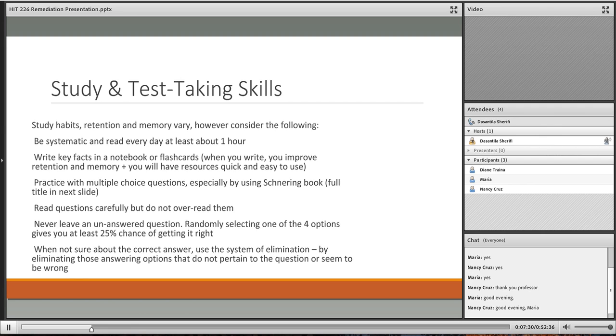And you never leave an unanswered question. Even if you randomly select one out of the 4 options, at least you have some chances, 25% chance of getting it right. And even better, when you use a system of elimination, when you know for sure that a couple of the options are not going to be the correct answer, then you improve your chances even more. If you eliminate 2, then you have 2 left. So that will improve your chances of being right to 50%. Okay, so definitely it doesn't matter how much of a rush you get towards the end. Don't leave an unanswered question.